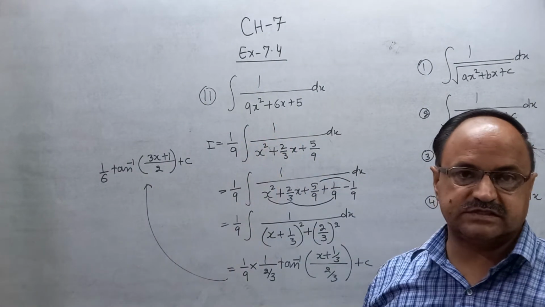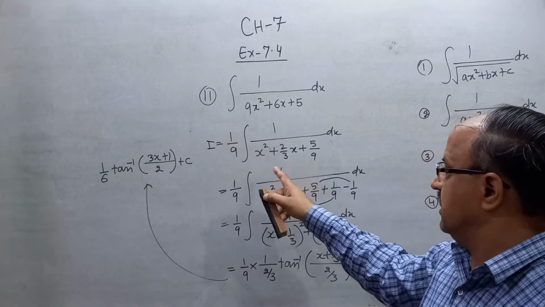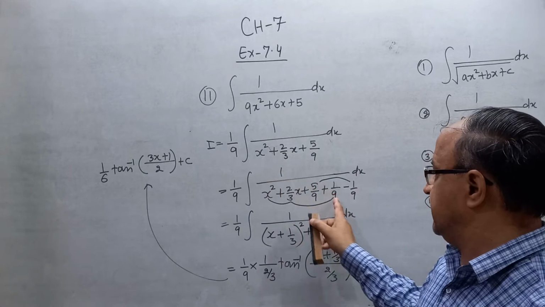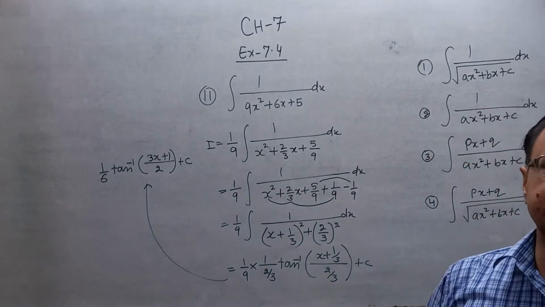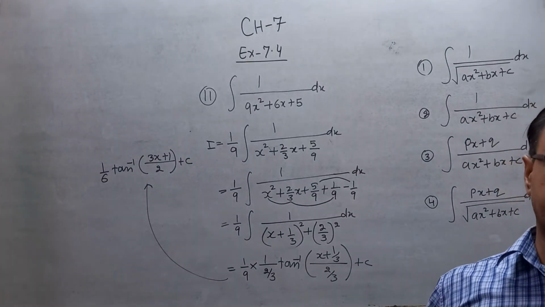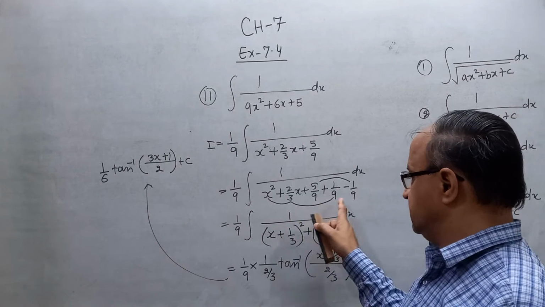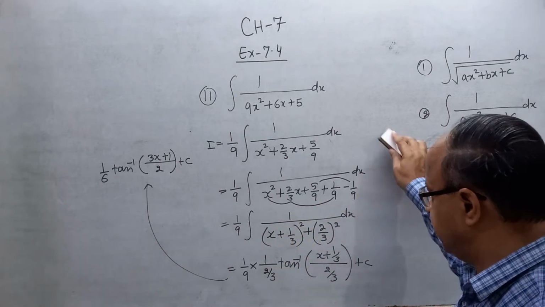Again, firstly, the coefficient of x square should be 1. You can take 9 common. Now add and subtract here. Add and subtract what? Coefficient of x is 2 by 3, half of 2 by 3 is 1 by 3, and the square of 1 by 3 is 1 by 9. Now add and subtract 1 by 9. Then it becomes a perfect square. And the type 1 by x square plus a square, formula 1 by a tan inverse x by a.